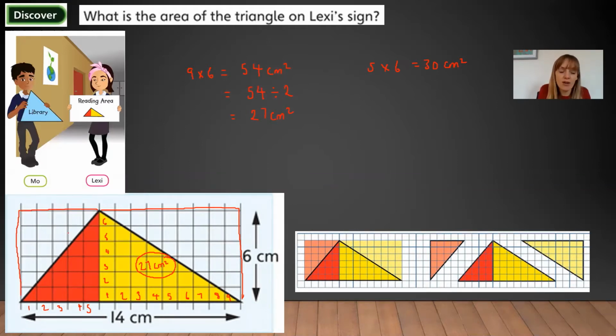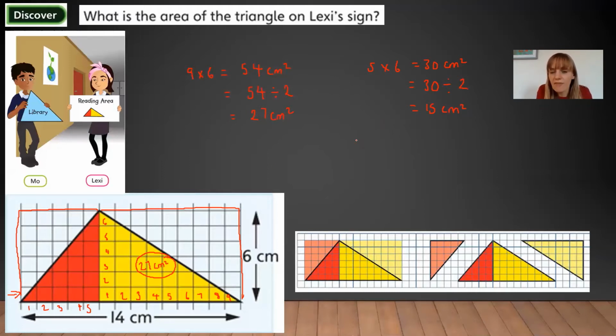And again, you can check it if you want to make sure that you've got that right, because look, this is like rows of 5. So that would be 5, 10, 15, 20, 25, 30 centimetres. Yes, but we only want half of that. So to get the triangle, we've got to do 30 divided by 2. And half of 30 is 15 centimetres squared. So that gives us the area of the red triangle.